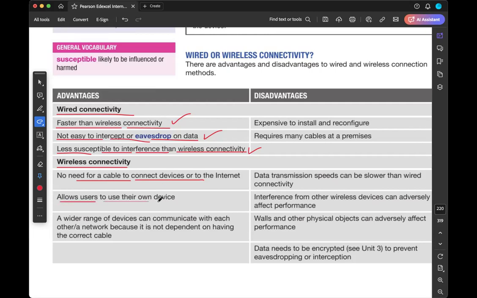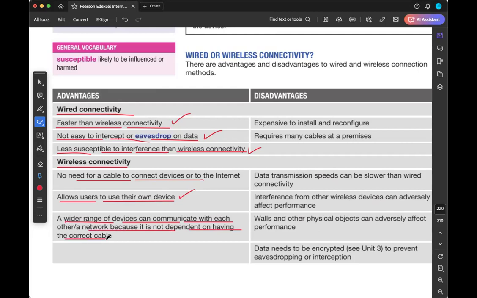Allows a user to use your own device. Yes. If you have a 5G internet device, you can put it in your pocket. You can go anywhere, use internet, feel free. A wide range of devices can communicate with each other because it is not dependent on having the correct cable.